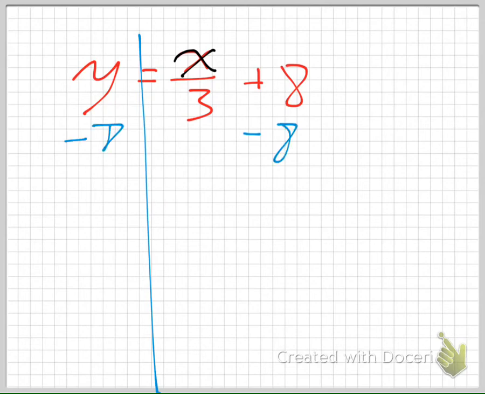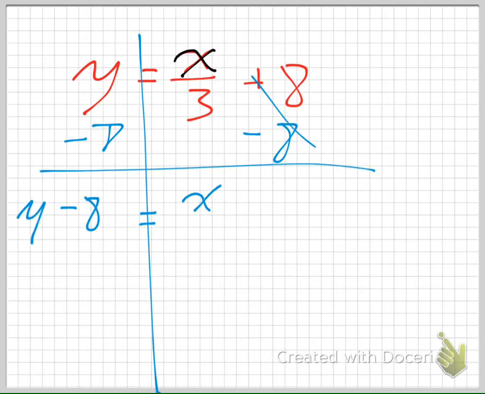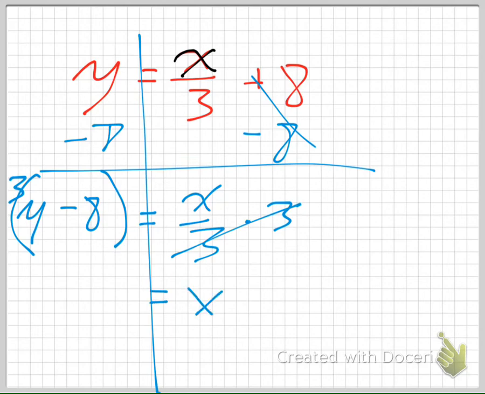Rewrite it at this point. You really need to rewrite it at this point. Okay, that's gone. So I have y minus 8 equals x over 3. Now what? Now you multiply by 3. Note, this is very important: when I do this, I'm multiplying this whole side by 3. Agreed? The whole side times 3. Now that's gone. That leaves me with x equals 3 times (y minus 8), which is 3y minus 24.